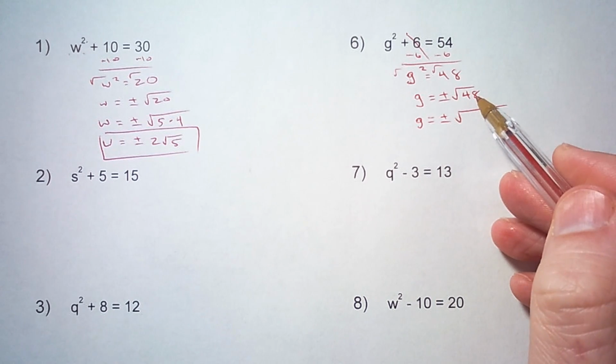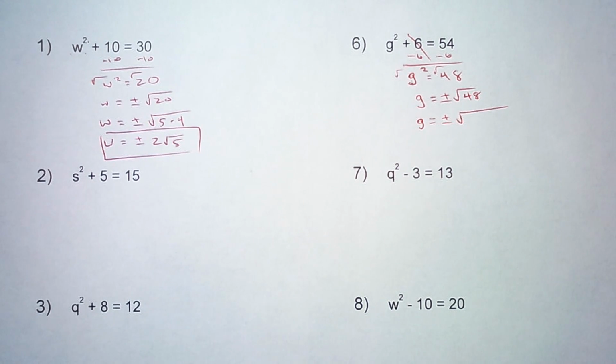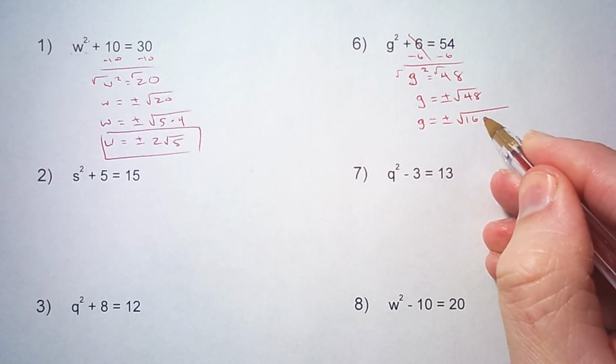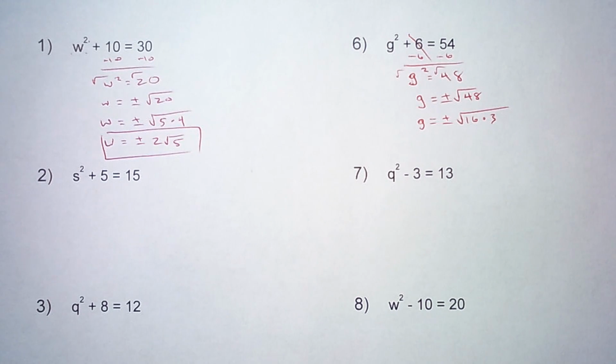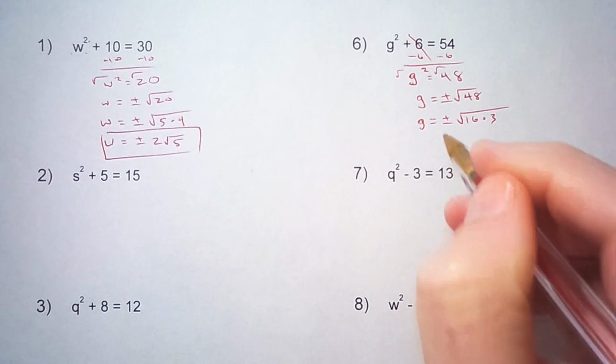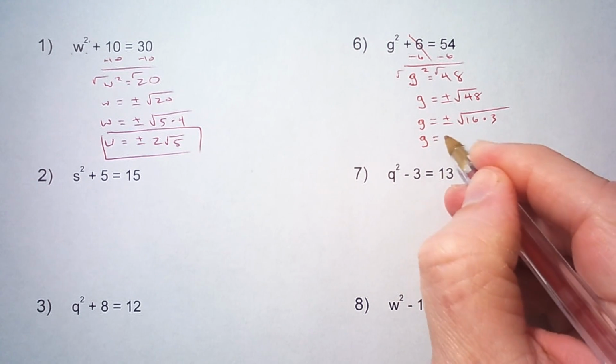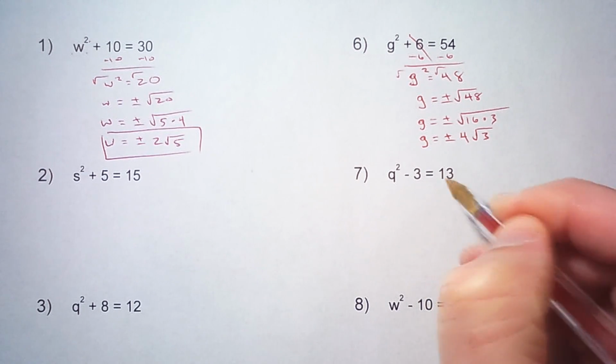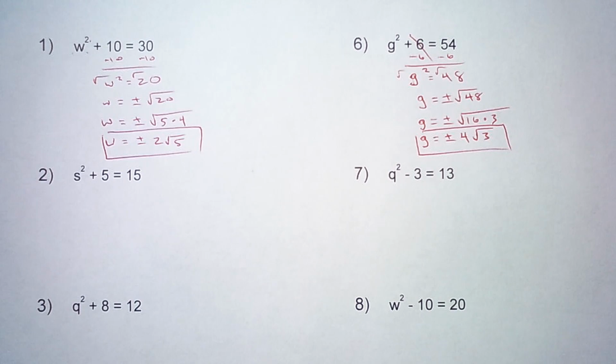of, and we want to know a square number that goes into 48. And it would be helpful to get the biggest square number that goes into 48, and that happens to be 16. 16 times 3 is 48. So g equals plus or minus the square root of 16 is 4 times the square root of 3.